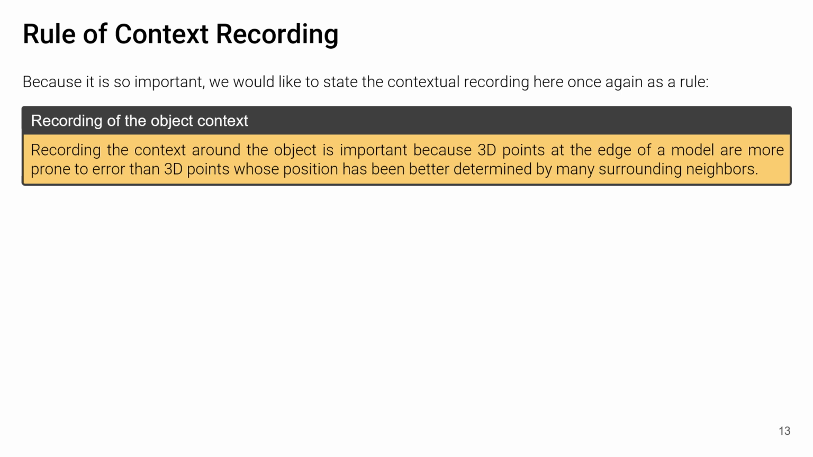Because it is so important, we would like to state the contextual recording here once again as a rule. Recording the context around the object is important because 3D points at the edge of a model are more prone to error than 3D points whose position has been better determined by many surrounding neighbors.